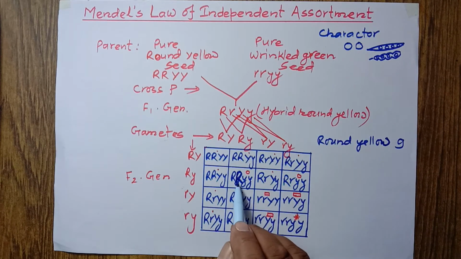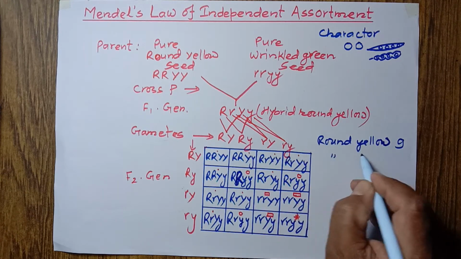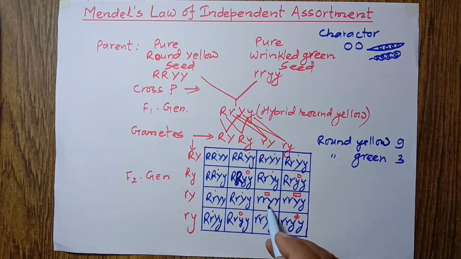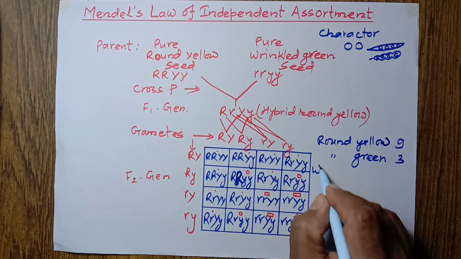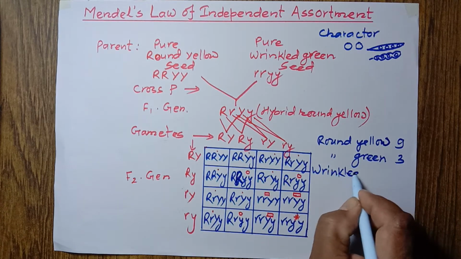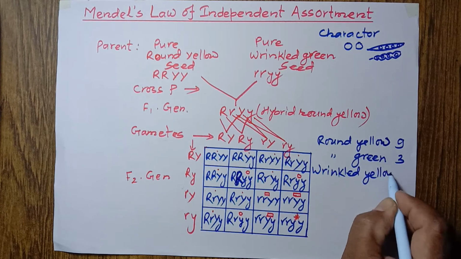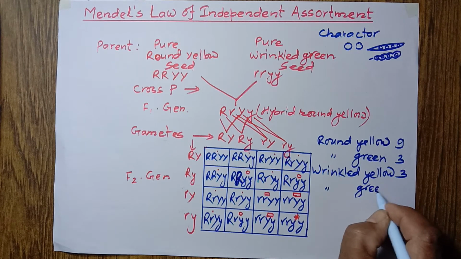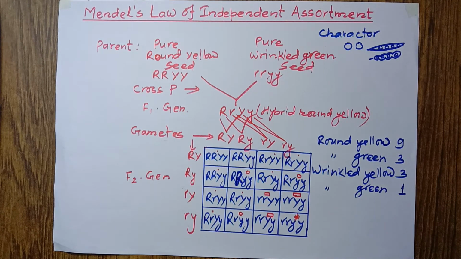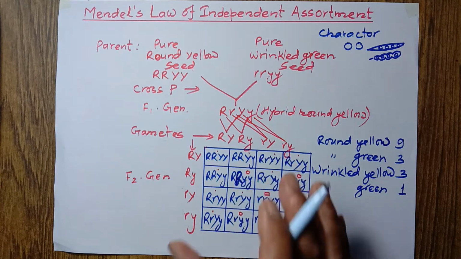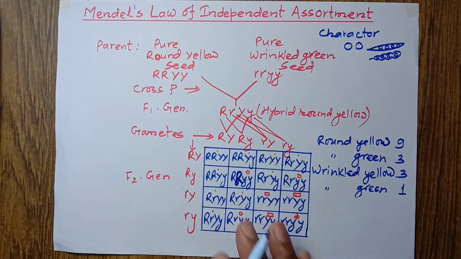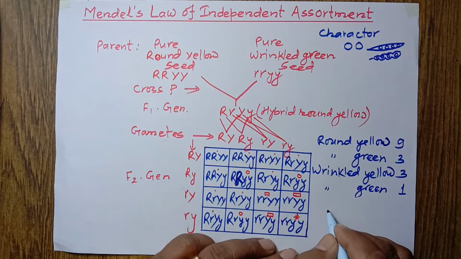And in the same way, what is this? Round green. How many round greens are there? 1, 2, 3. Round green is 3. And this is wrinkled yellow. How many are there? 3. And wrinkled green. How many? 1. It means the ratio of the external appearance, which is called phenotype, the phenotypic ratio in the second generation, is 9:3:3:1.